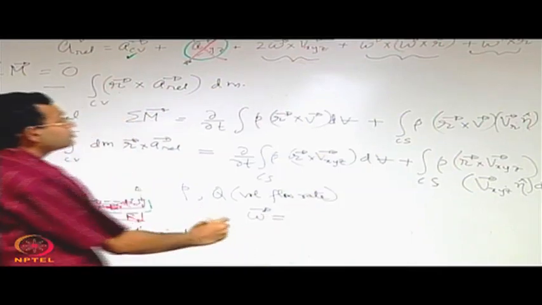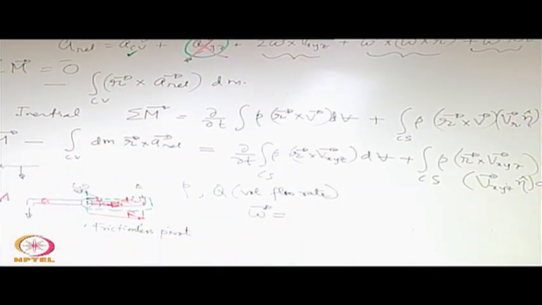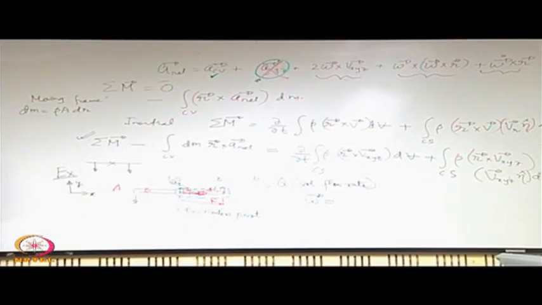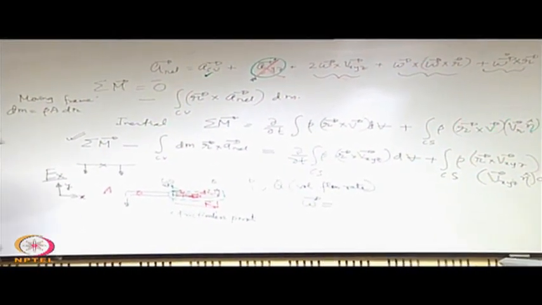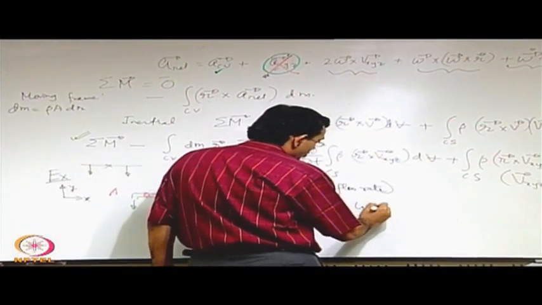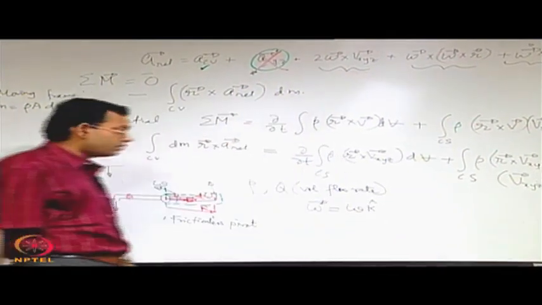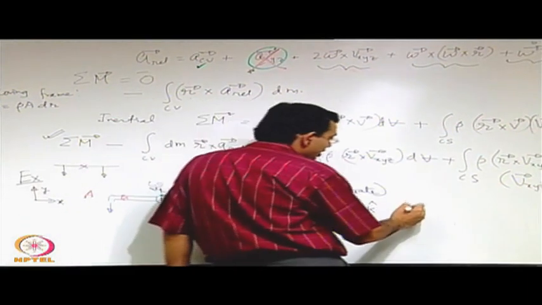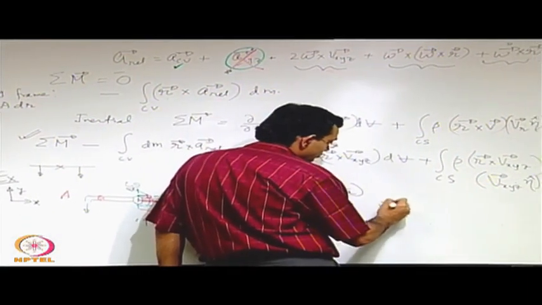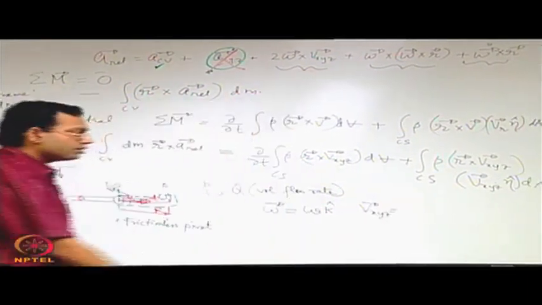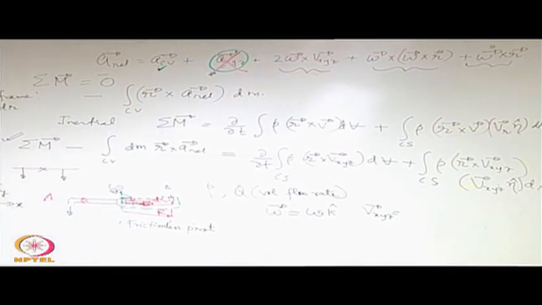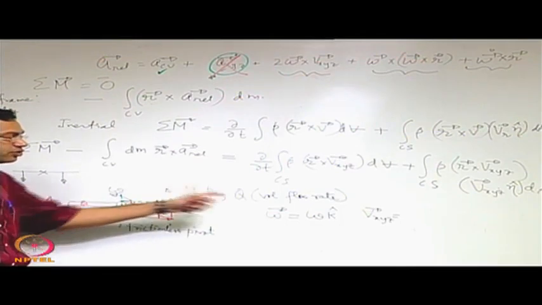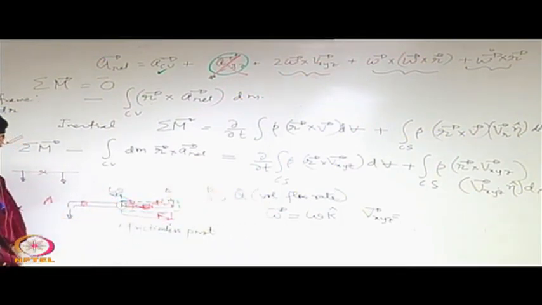So, what is omega in a vector form? Let us say this is xy plane, omega k. This is by positive sign convention. If it comes out to be minus something, then that will be like that.